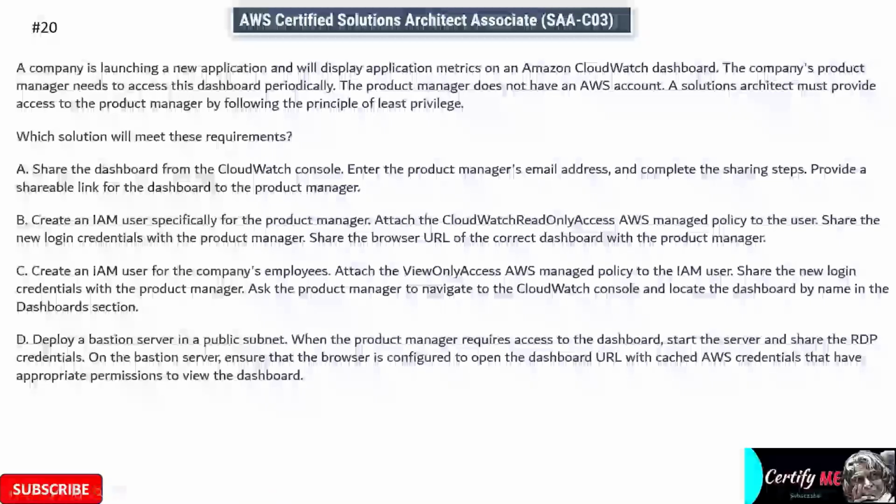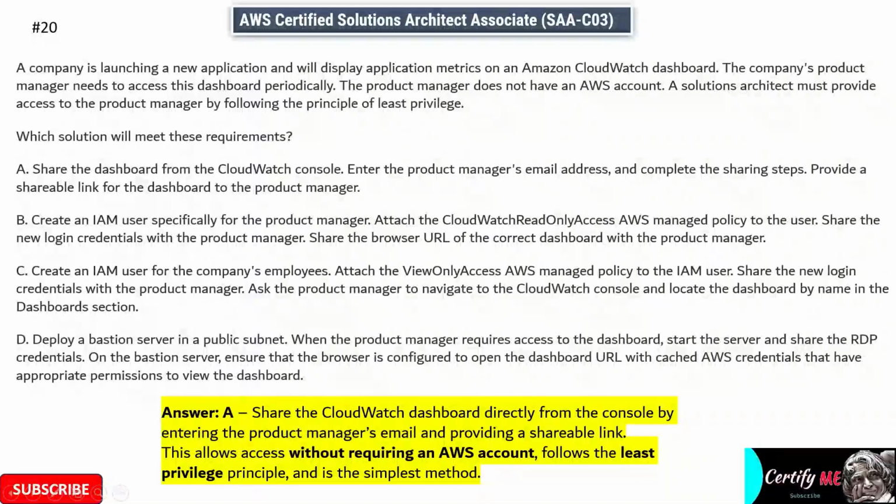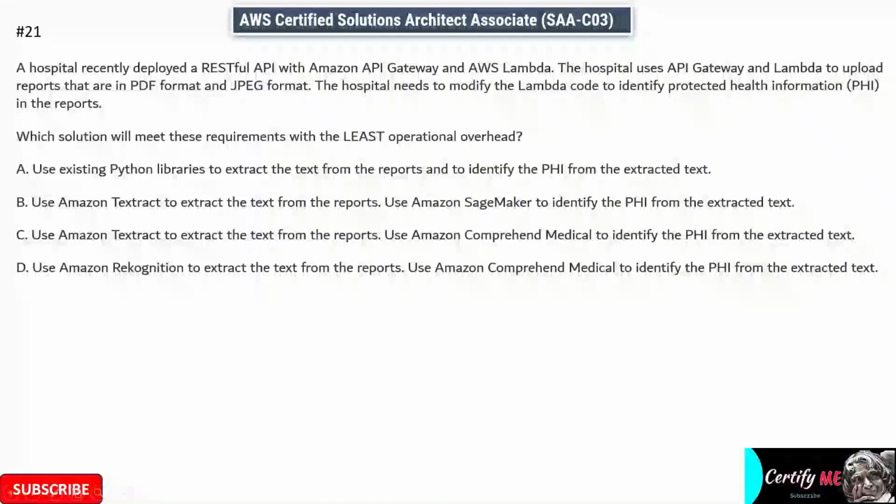The correct answer is option A. Share the CloudWatch dashboard directly from the console by entering the product manager's email and providing a shareable link. This allows access without requiring an AWS account, and follows the least privilege principle.